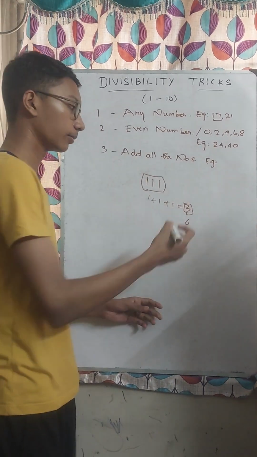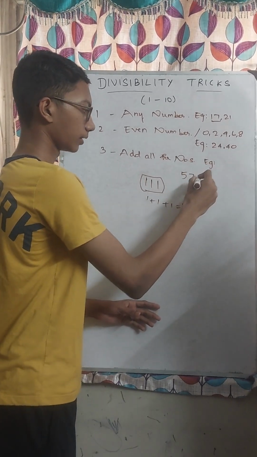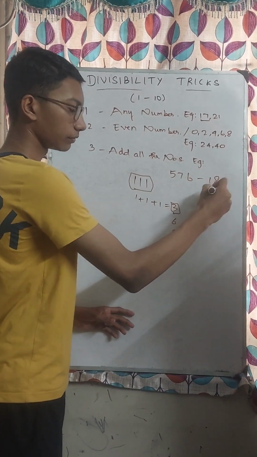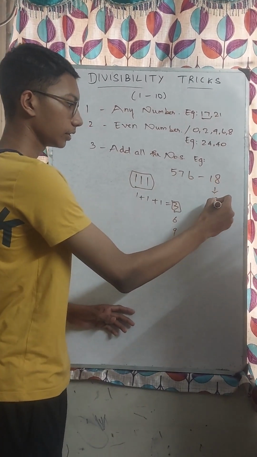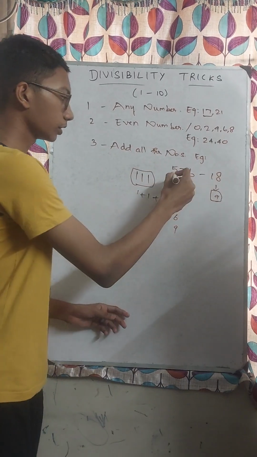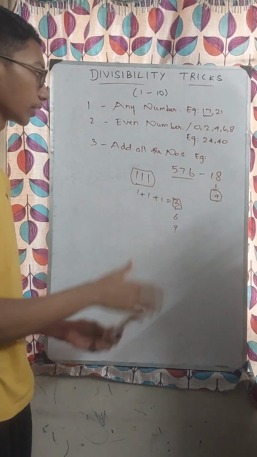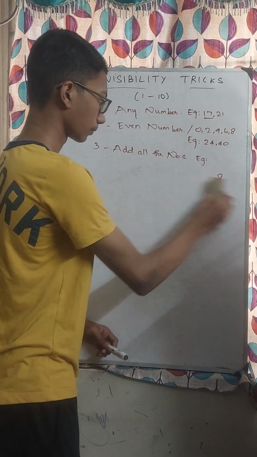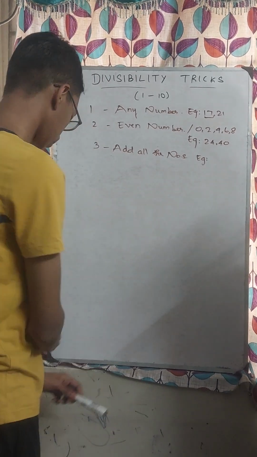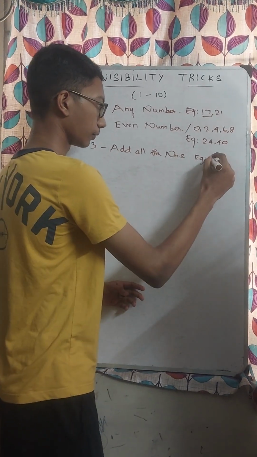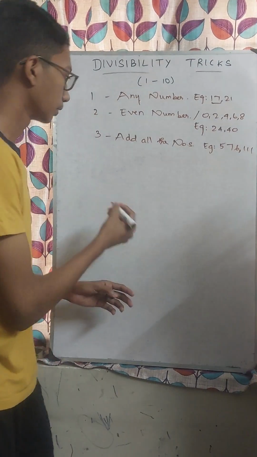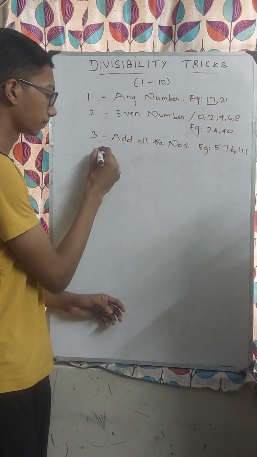Now let's see another number. Let's say we have 576. If we add all these numbers, we get 18, which we again add to get 9. This is also divisible by 3. So this number is also divisible by 3. This is the case for the number 3. So let's write 576, 111.